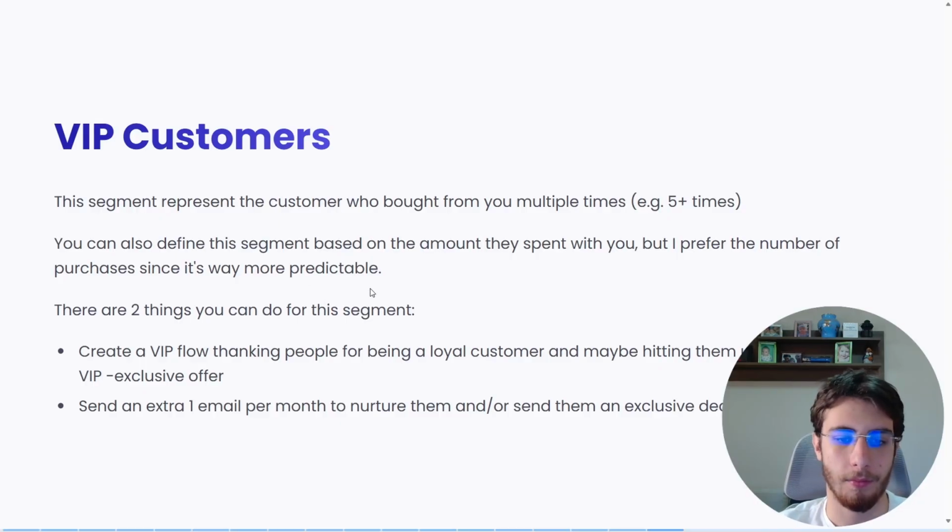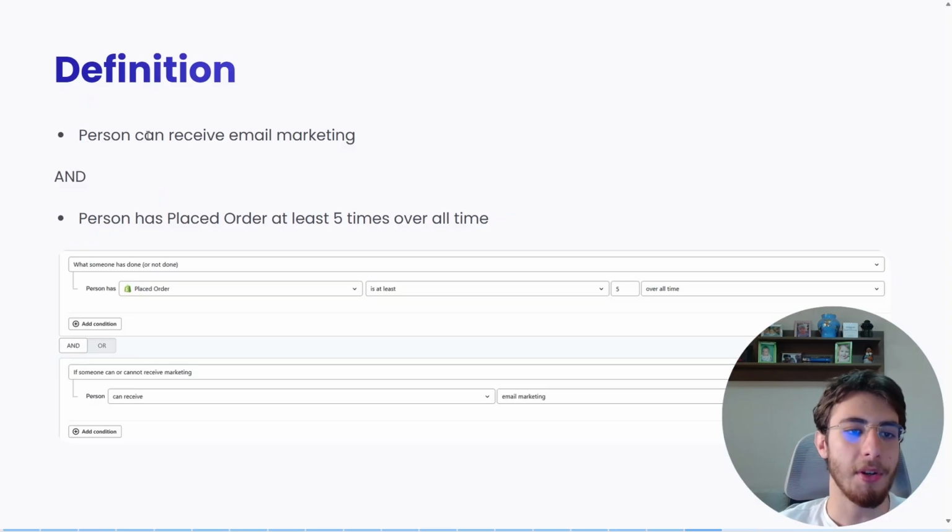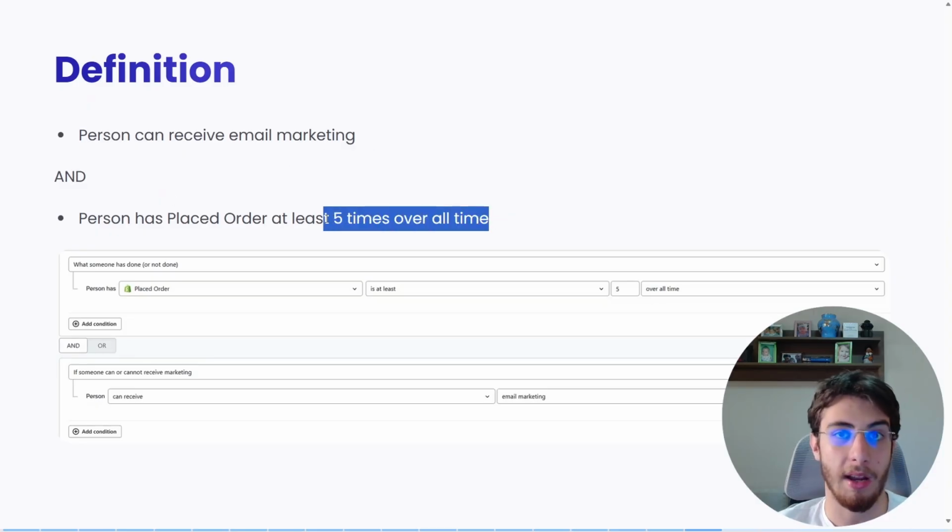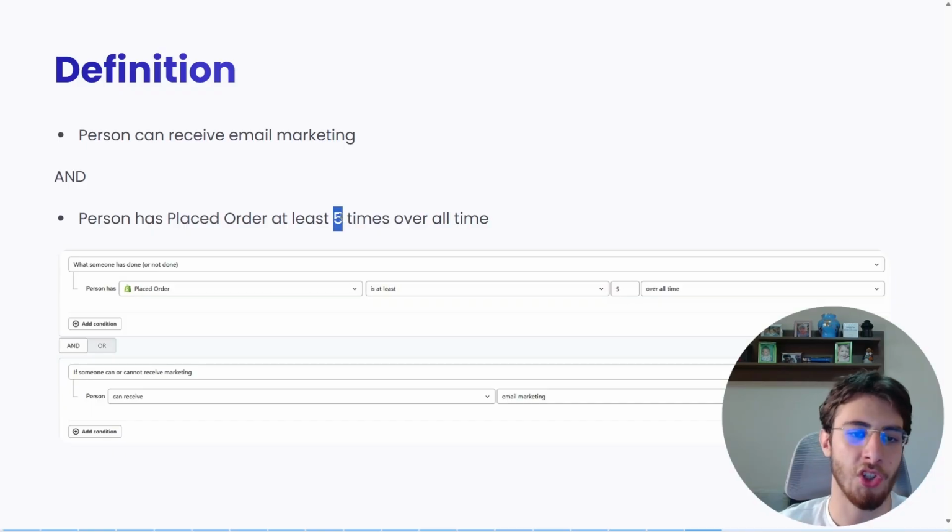Now, definition. Person can receive email marketing, and person has placed order at least 5 times over all time. Again, very, very simple. And you can change it. It could be 3 times, it could be 7 times, it could be 10 times. But 5 times is usually what most people like to do because it's like enough. It's not too little, not too much. So there'll be enough people in the segment, but not too many, right?